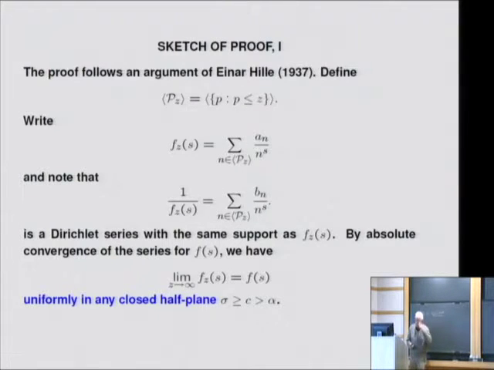I'll give a sketch of proof. The idea is to study not the Dirichlet series, but the restriction of the Dirichlet series to the semigroup generated by primes up to a certain bound. And the point is, by multiplicativity, f and 1 over f have the same support after this restriction. By absolute convergence, this is also absolutely convergent, and the convergence is uniform in any closed half plane strictly to the right of alpha.